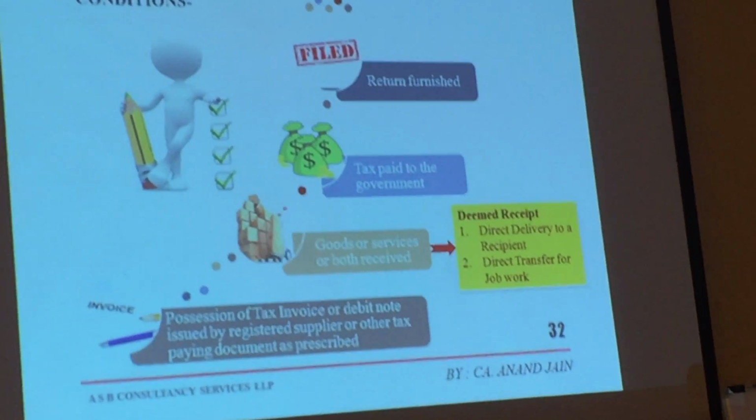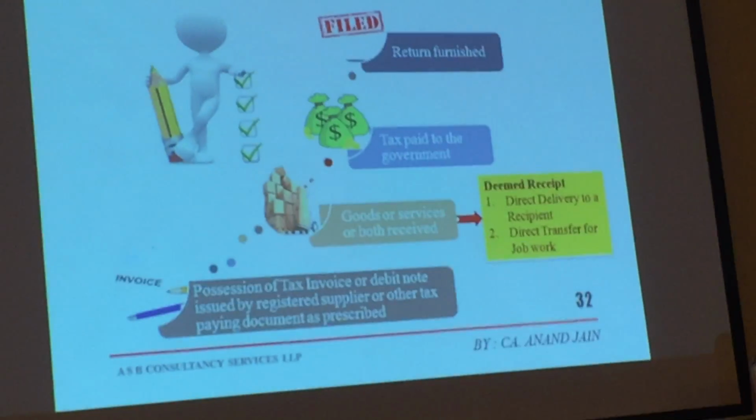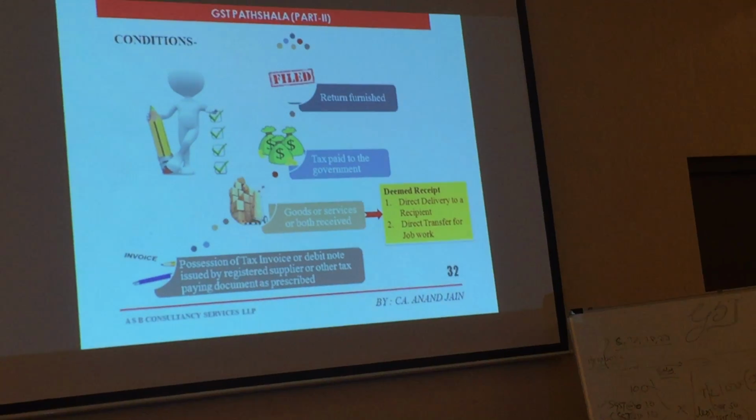This is again the manner of utilization of a credit, condition of availment of credit, the simple condition, return furnished, tax paid to the government.